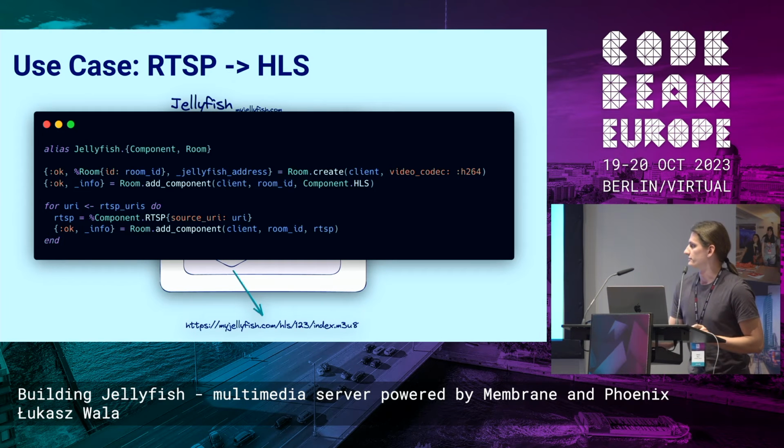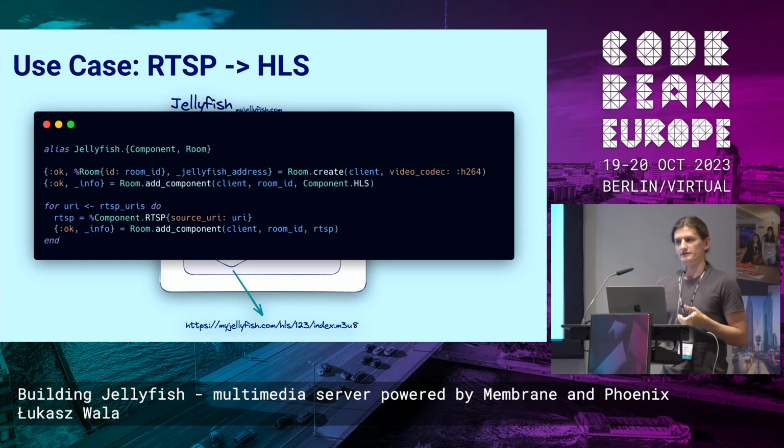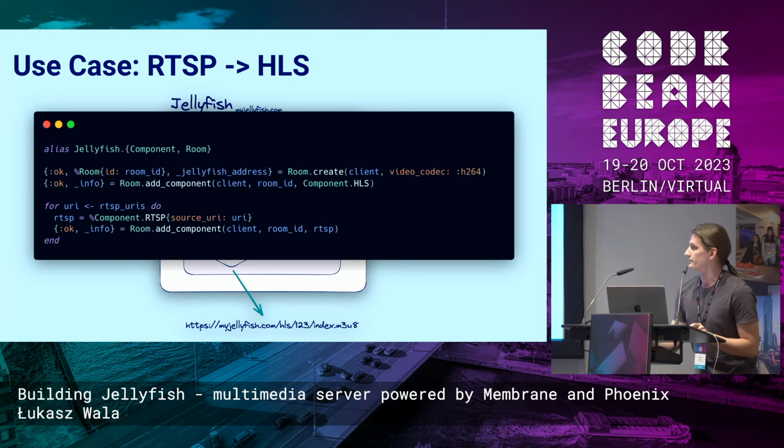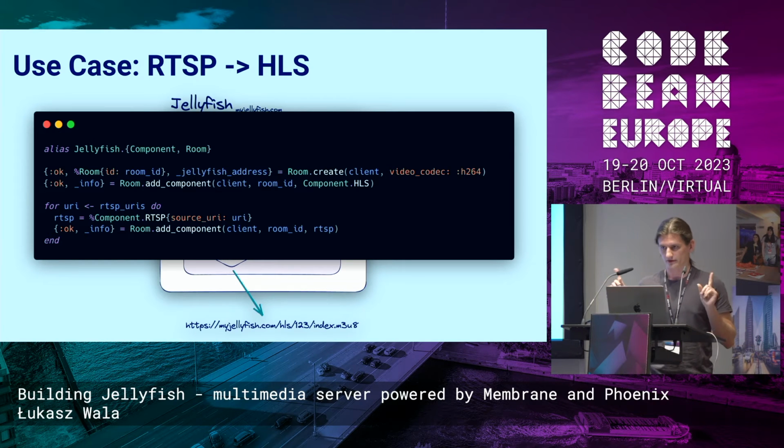And this is all of the code necessary to create this exact scenario. So we create a room, we add the HLS component, which we've seen in the demo before, and for each of your cameras, we add the RTSP component. And that's basically it. This is everything you need except for the client struct that you've seen before.